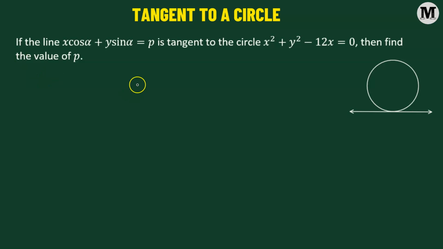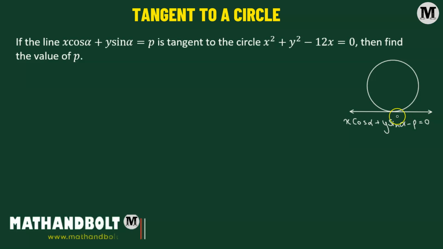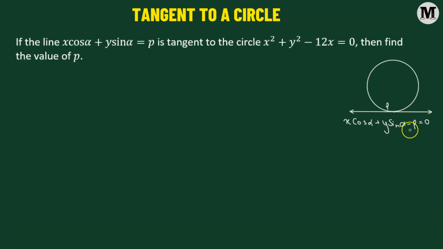If the line x cosine alpha plus y sine alpha equals p is tangent to the circle, then find the value of p. So here we have a tangent whose equation is given by x cosine alpha plus y sine alpha minus p equals 0. Now this tangent line is tangent to the circle, let's say at point P. Our goal will be to find the value of this constant p here.